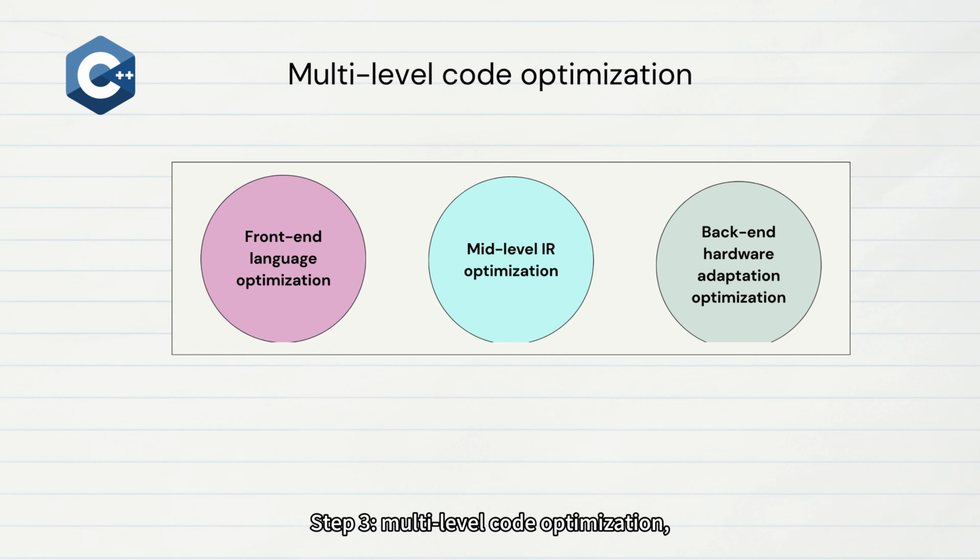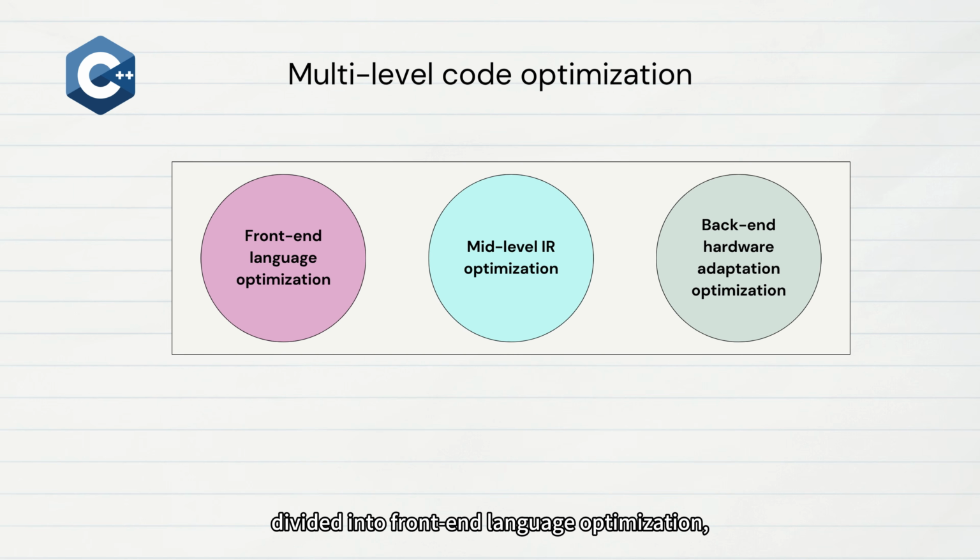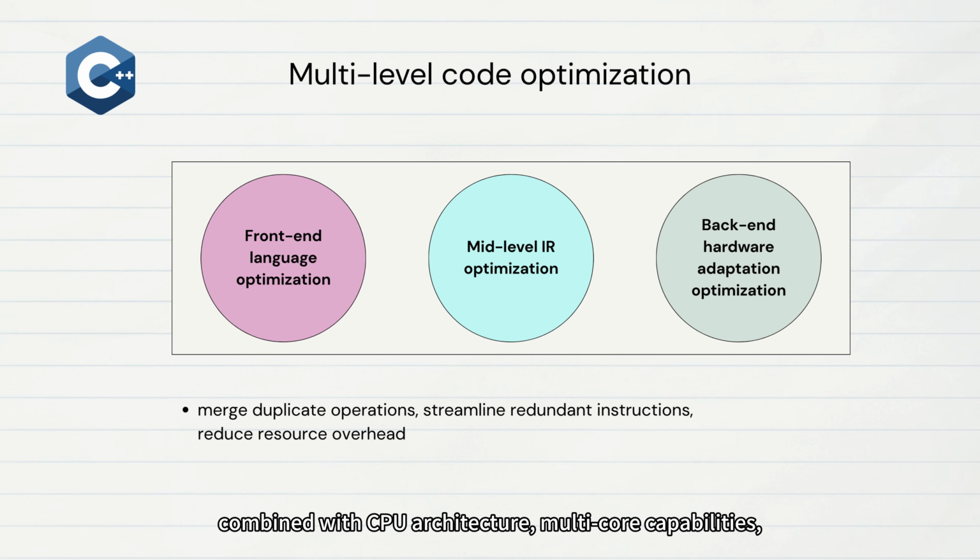Step 3. Multi-level code optimization, divided into front-end language optimization, mid-level IR optimization, and back-end hardware adaptation optimization. Combined with CPU architecture, multi-core capabilities, memory bandwidth, and other hardware configurations, merge duplicate operations, streamline redundant instructions, reduce resource overhead, and improve runtime efficiency in advance from the software side.